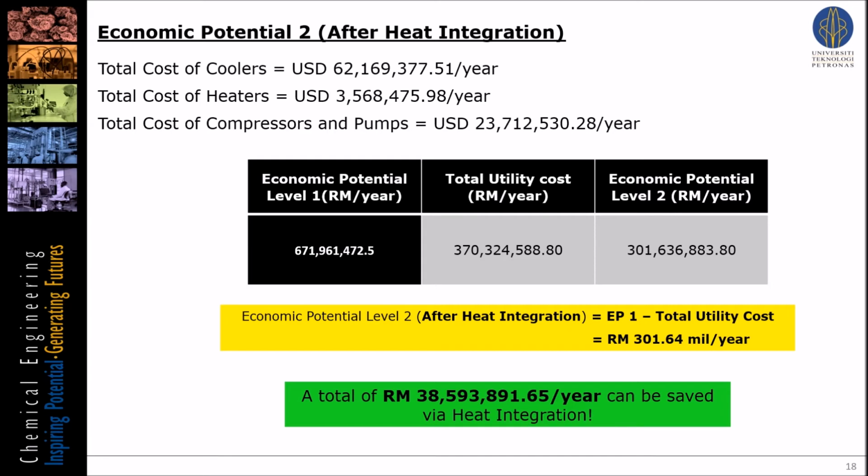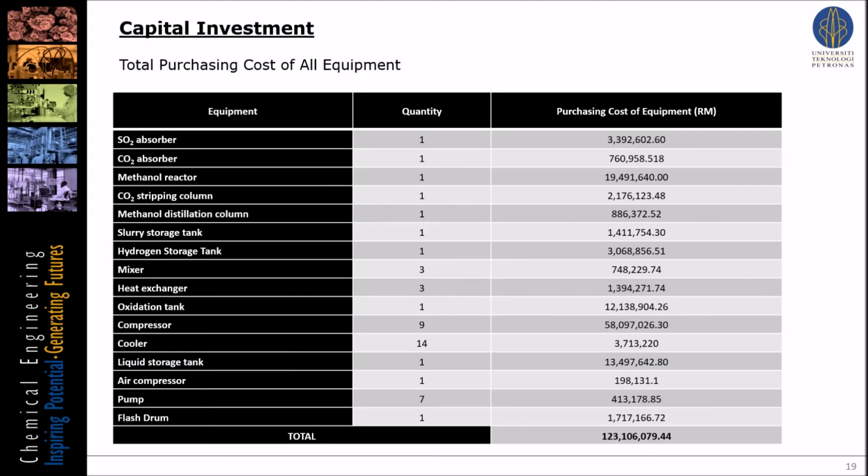Note that this is calculated after heat integration, so a total of approximately RM 38 million per year can be saved after implementing heat integration. Now we proceed to the capital investment calculations.